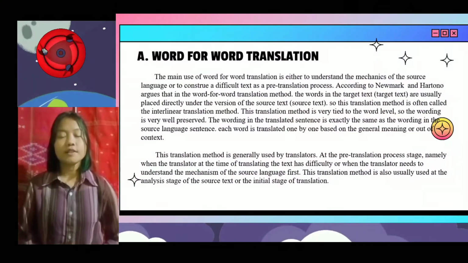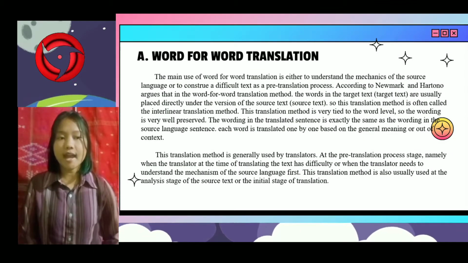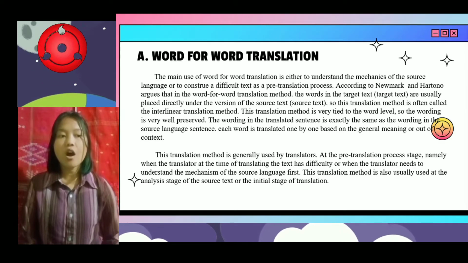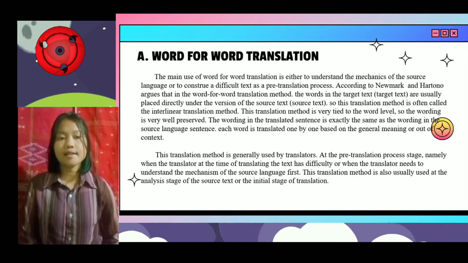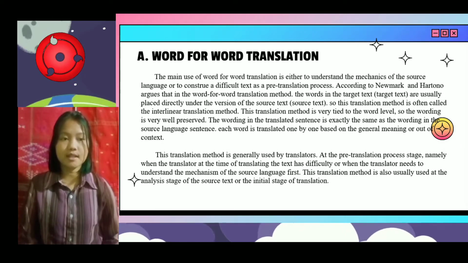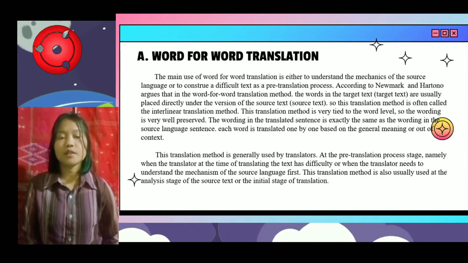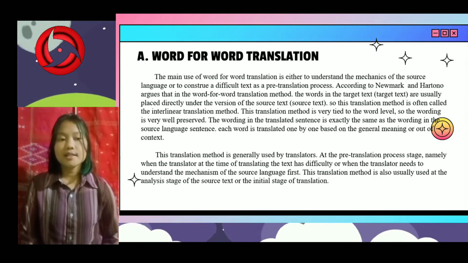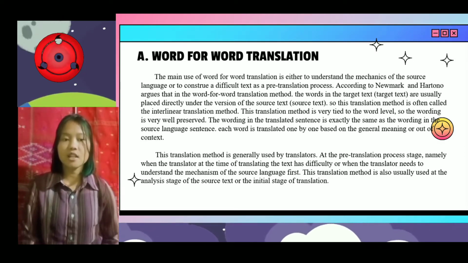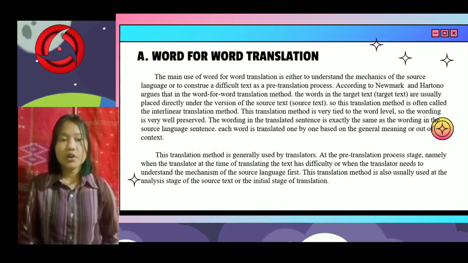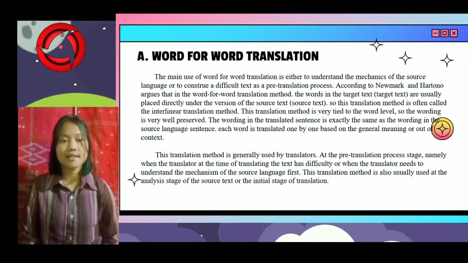Word for word translation. The main use of word for word translation is either to understand the mechanics of the source language or to construct a difficult text as a pre-translation process. According to Newmark and Hartono, in the word for word translation method, the words in the target text are usually placed directly under the source text. So this translation method is often called the interlinear translation method.